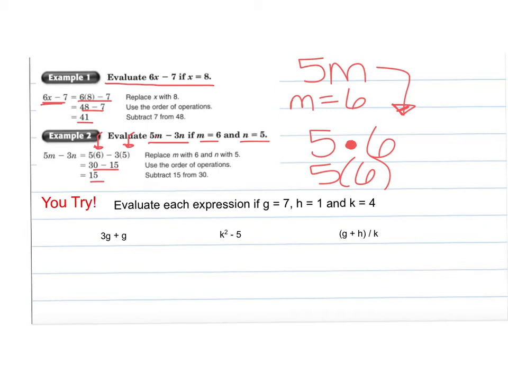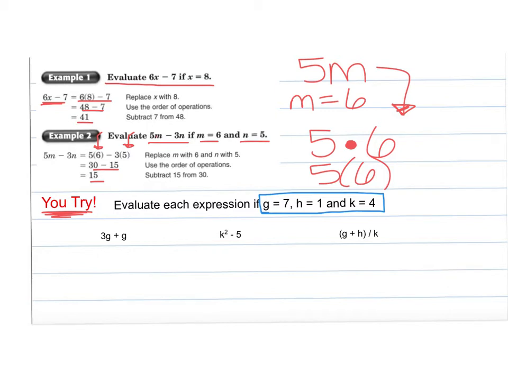All right, I would like you to pause and try these 3 problems, show all of your work, and then come back and check. So we have G equals 7, H equals 1, and K equals 4. I like to box it and highlight it so it's easy for me to find for each problem.